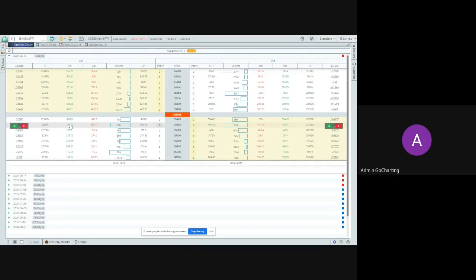So if you want to buy, you have the bid and the ask columns. You can directly click on them. So clicking on bid, okay, I repeat, clicking on bid means that I want to take a buy position. Clicking on ask means I want to take a sell position.